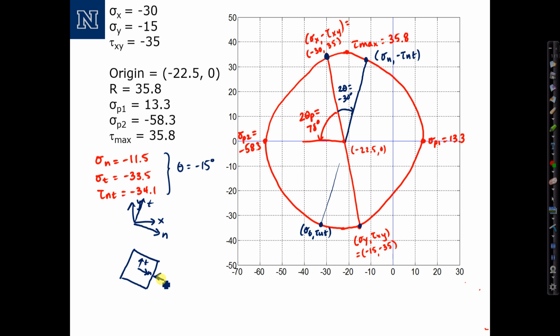Sigma n, 11.5 pointing inward. Sigma t, 33.5 pointing inward. And tau nt, because it's negative, we want to draw it in the downward direction on the positive n face. Draw all other arrows accordingly. 34.1, 34.1. So that's our transformed stress state. Everything adds up, and that concludes this example.